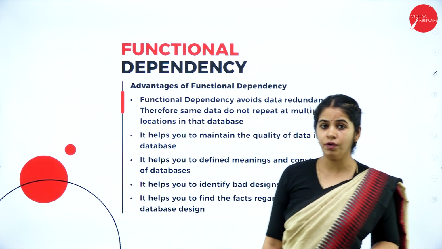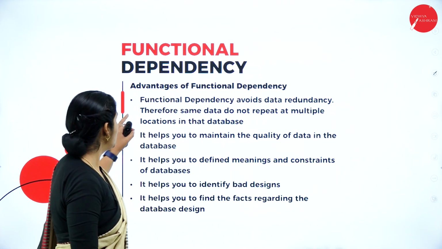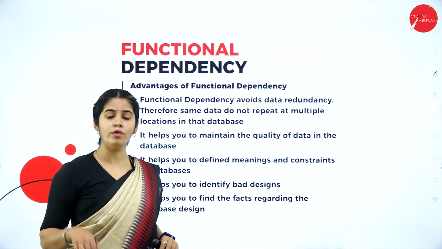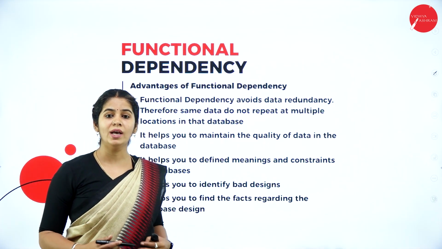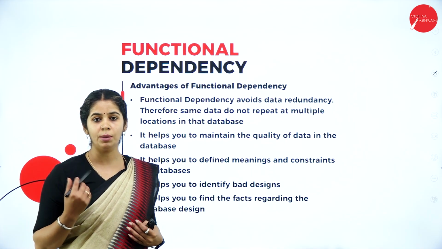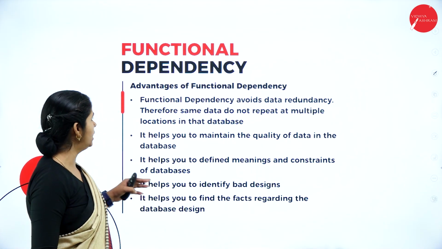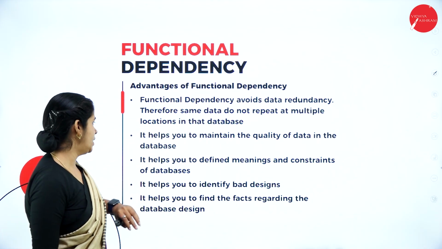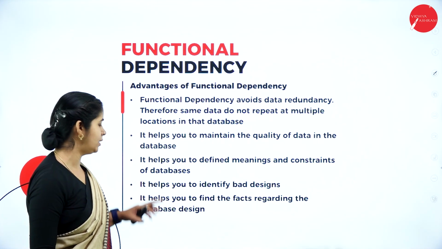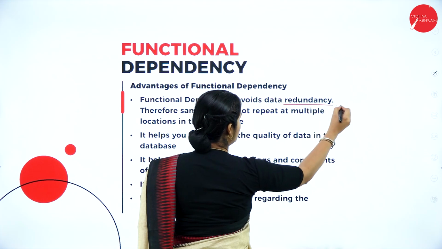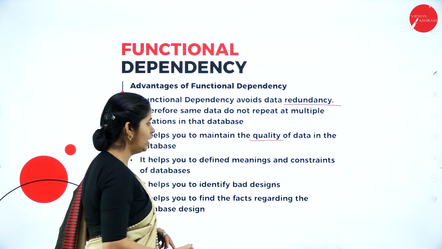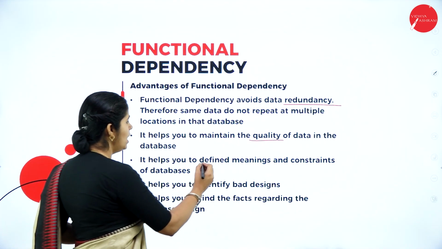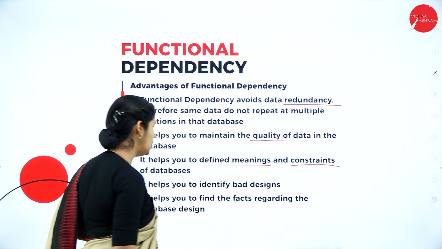What is the advantage of having functional dependencies? Functional dependency can avoid data redundancy. So far, what we are discussing is how to remove redundant data. Therefore the same data does not repeat at multiple locations of the database. It helps to maintain the quality of data in the database. It helps to remove redundancy, helps to have quality of data, and helps to define the meaning and the constraints of the database.